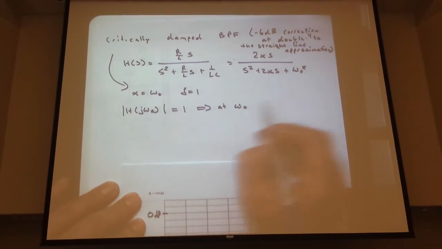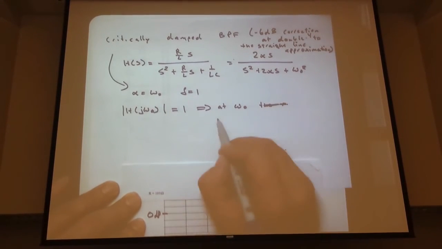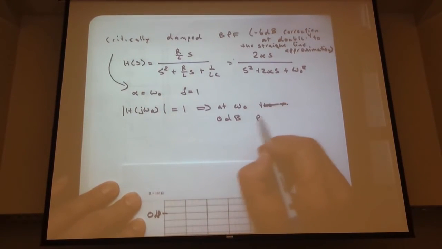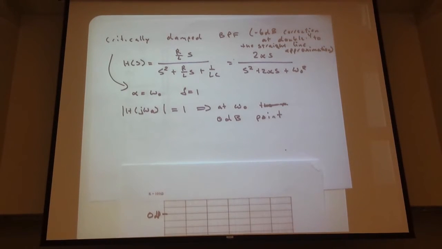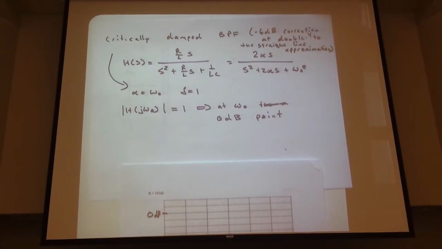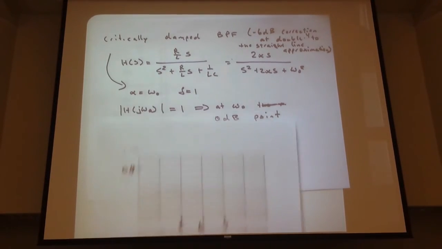At omega naught, we have a 0 dB point. Always. So we plug in H of j omega naught, it's a 0 dB point. Doesn't matter what the damping is. Overdamped, underdamped, critically damped, at the resonant frequency, the band pass filter is a 0 dB point. Kind of a special point, I suppose. But a little bit meaningful here.